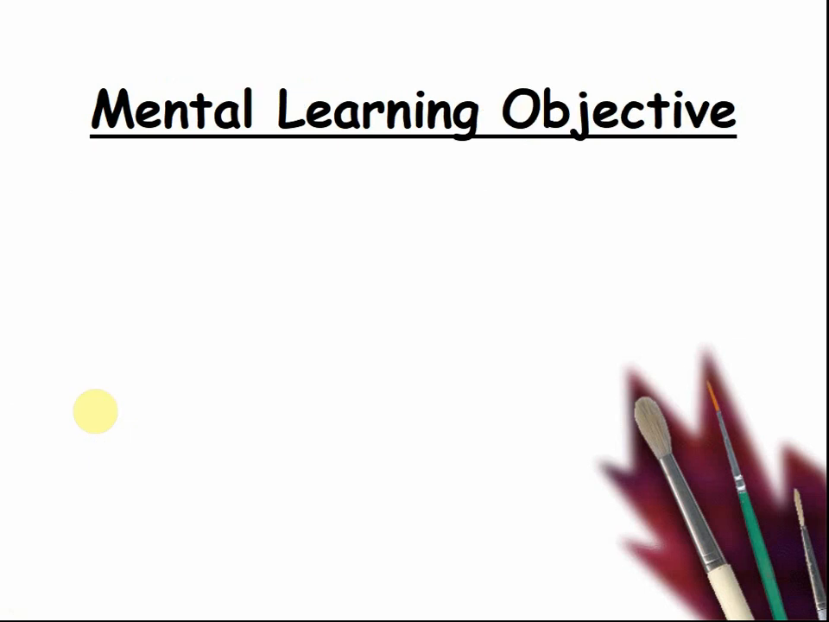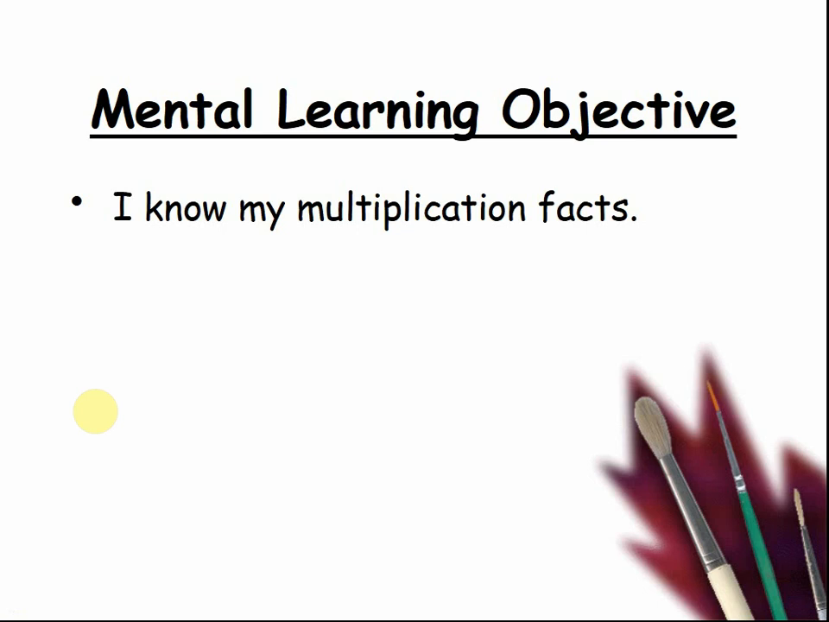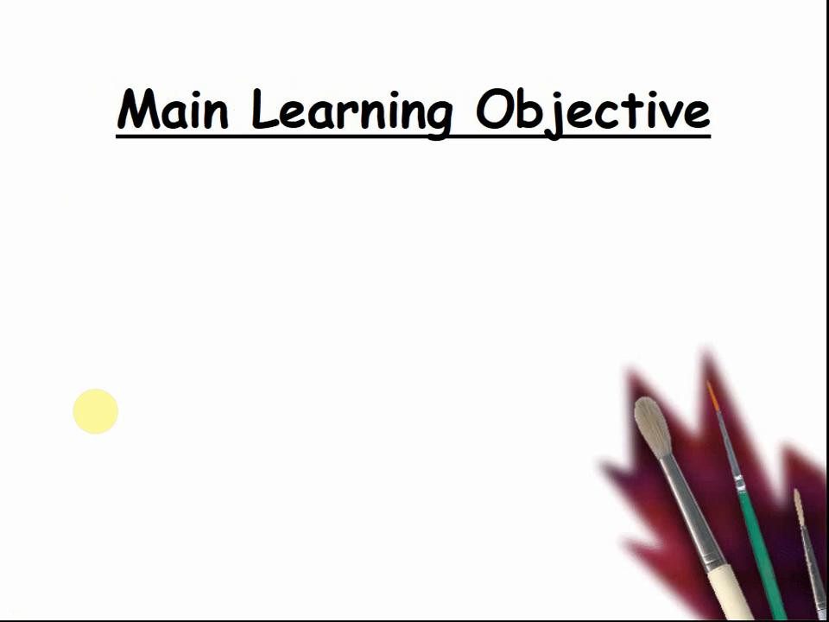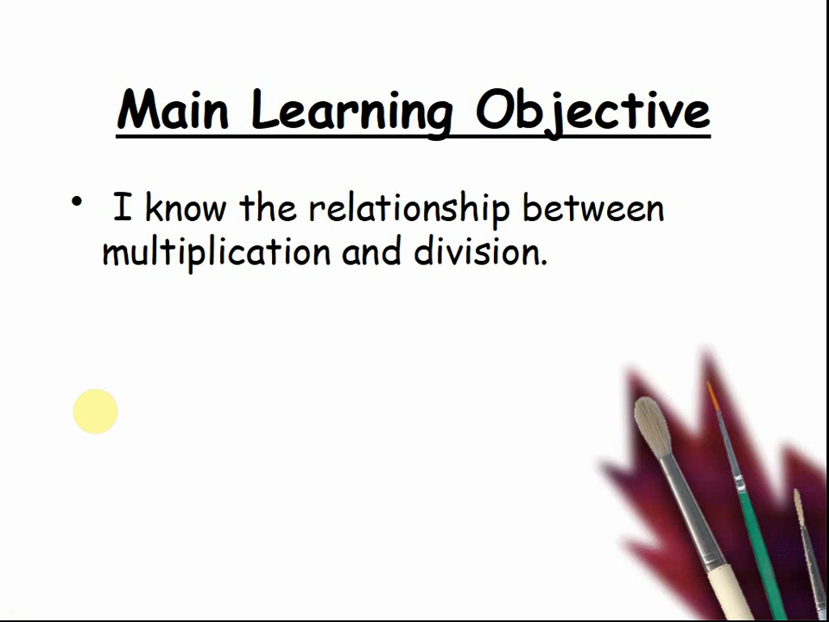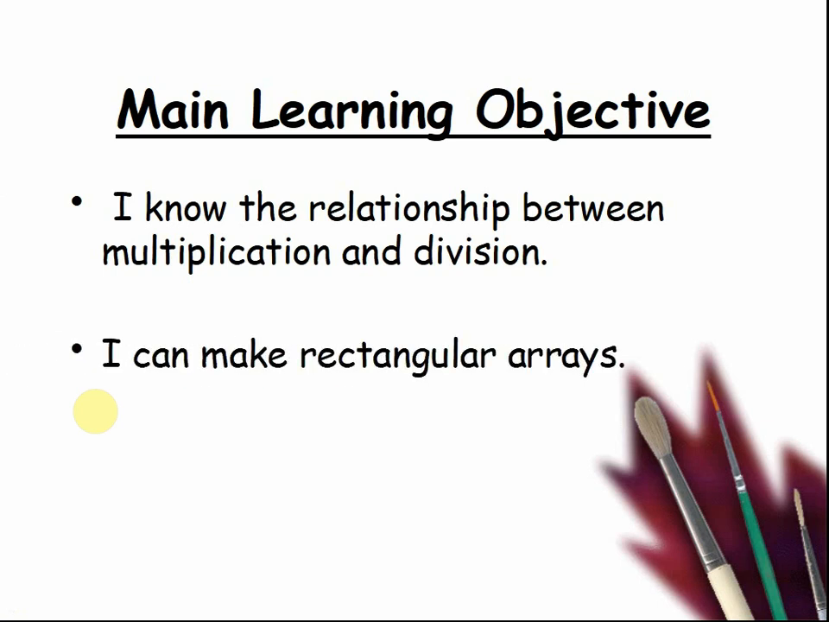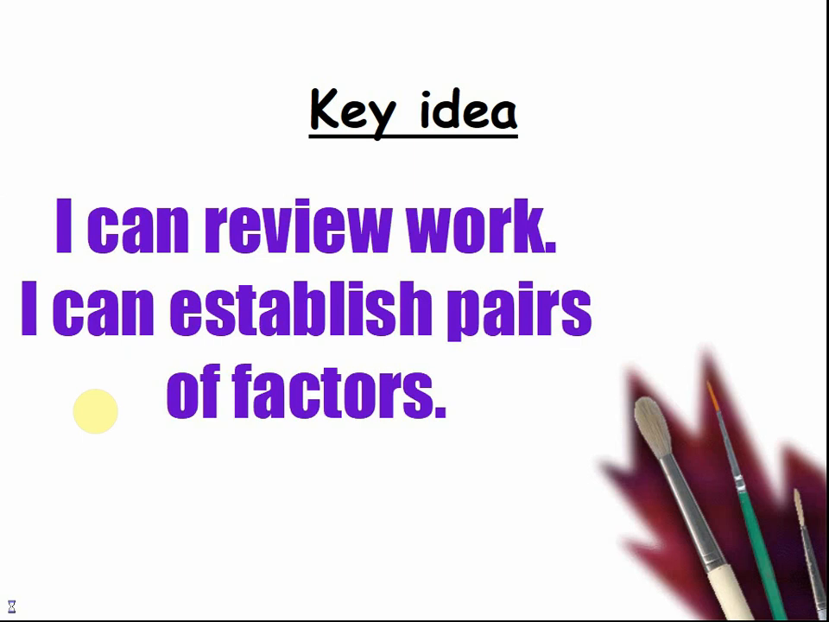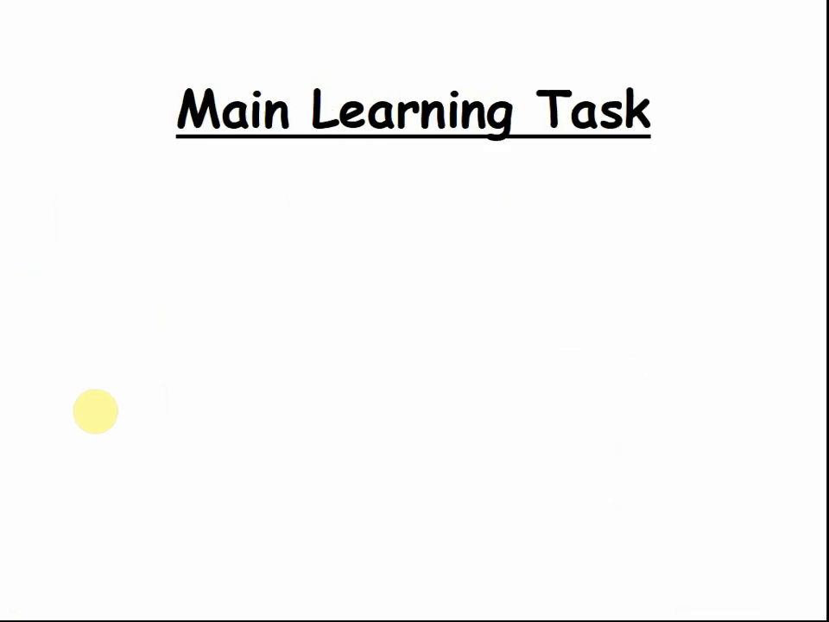Mental learning objective: I know my multiplication facts. Main learning objective: I know the relationship between multiplication and division. I can make rectangular arrays. I can write times and divide. Key idea: I can review work. I can establish pairs of factors.